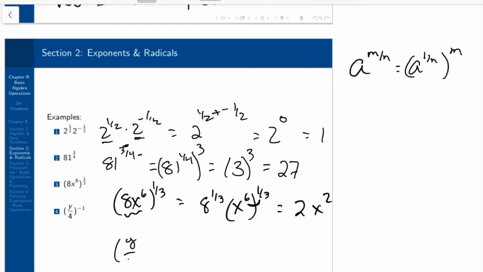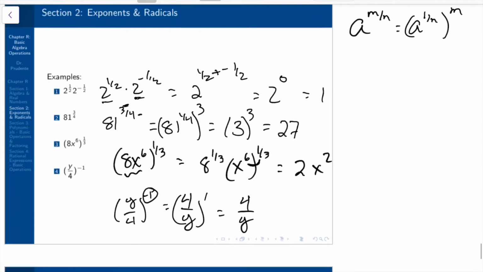Finally, y over 4 to the negative 1. And as we've said before, anytime I see a negative exponent, I want to take the reciprocal of the inside and evaluate the positive exponent. And anything to the first power is itself, so that answer is just going to be 4 over y.